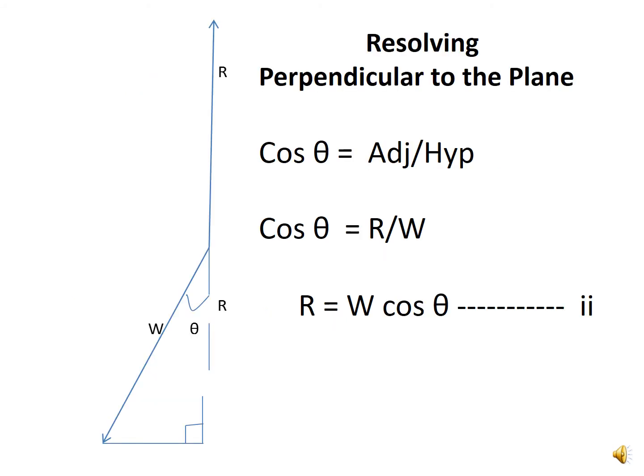Resolving perpendicular to the plane, we'll consider the normal reaction and the weight. The normal reaction can be resolved downwards, and again we have a right angle triangle. In this case, we have our adjacent and our hypotenuse, so we consider using cos theta. So our adjacent is R and the hypotenuse is W, so making R the subject of the formula, we then have R becomes W cos theta. We'll call this equation 2.